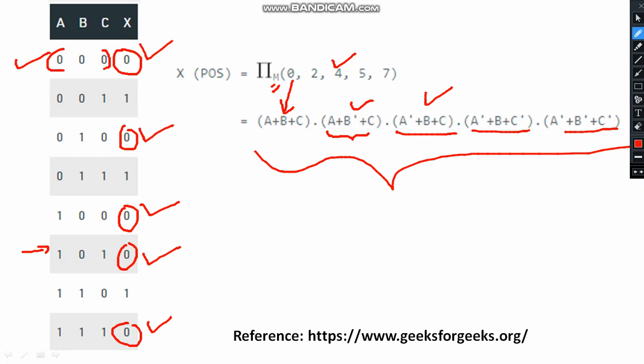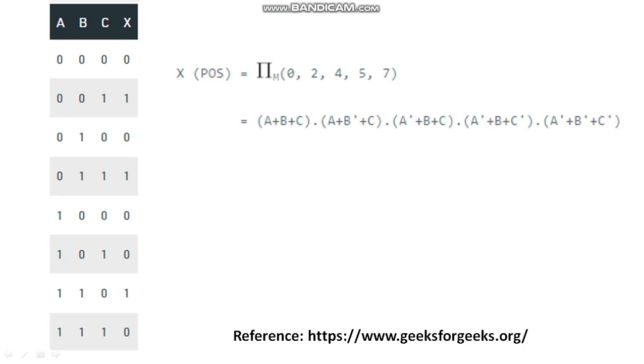Likewise you can just verify. So wherever 1 is there, you take the complement. Wherever 0 is there, you take the normal term only. So this is the way to represent POS. I hope you understood how to represent POS. These are the differences between SOP and POS.